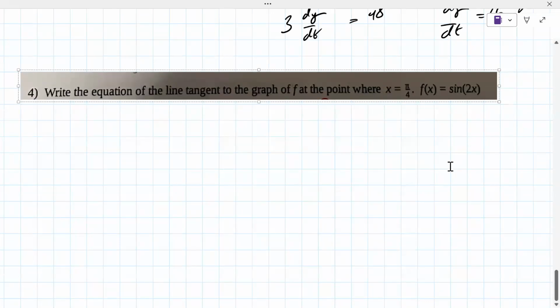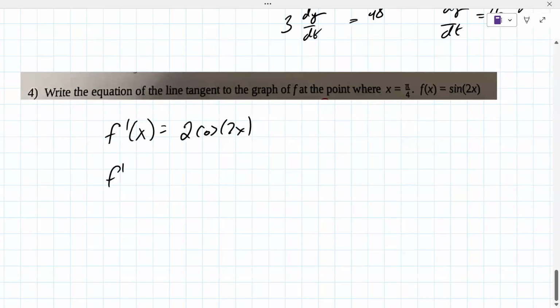This one's a little shorter. Do you want to help me out by taking the derivative of this, please? 2 cosine 2x. Okay. And then you've got to be able to evaluate at pi over 4. What does that become?